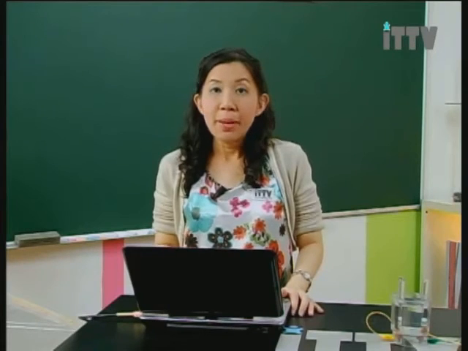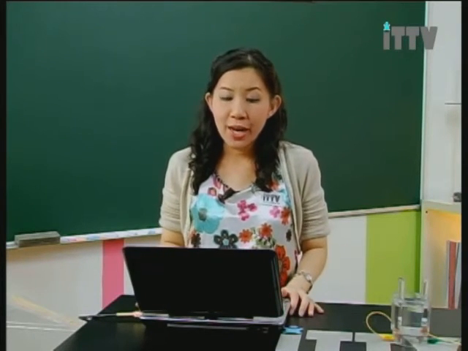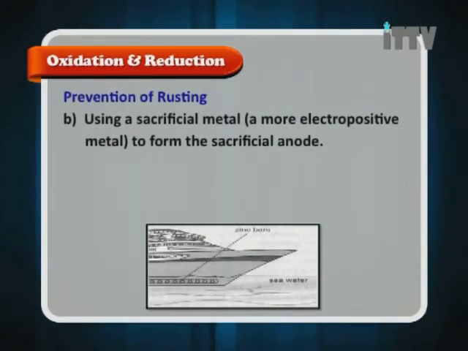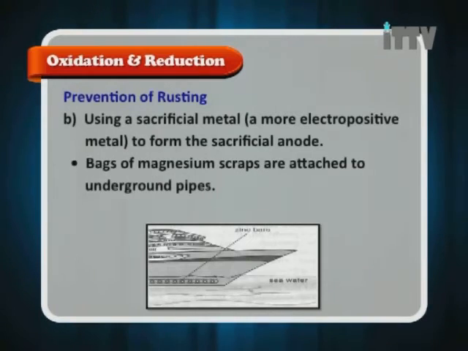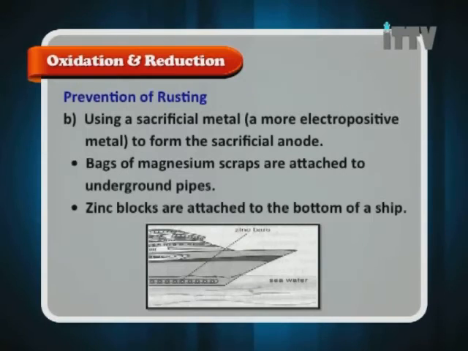The next major method to prevent rusting of iron is to use a sacrificial metal, which is a more electropositive metal, to form the sacrificial anode. For example, bags of magnesium scraps are attached to underground pipes. Secondly, zinc blocks are attached to the bottom of a ship, as illustrated in the diagram below.